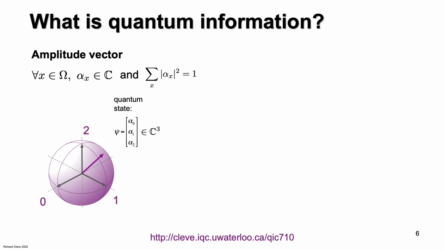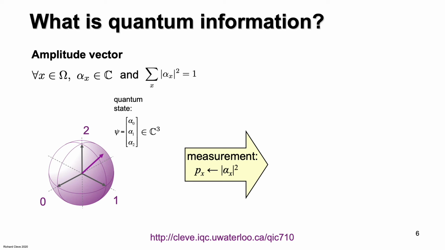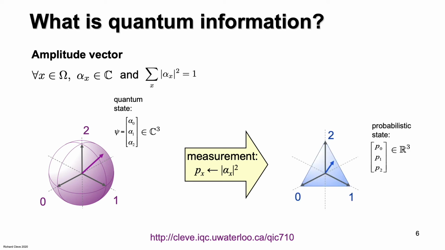We cannot directly see the amplitude vector of a quantum system. If we want to see something, we can apply a measurement operation, which has the effect of turning the state into a probability distribution with probabilities the absolute values of the amplitudes squared. Then we can observe from this probability distribution.